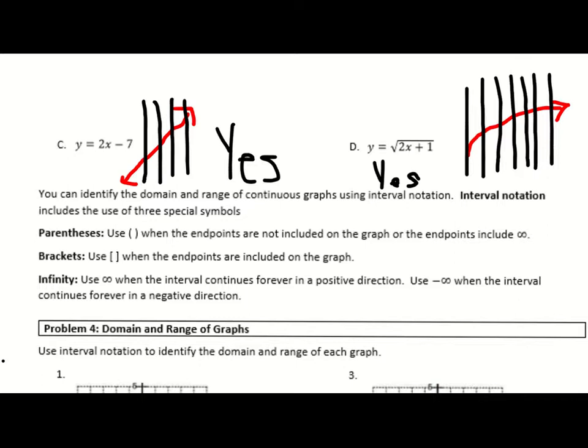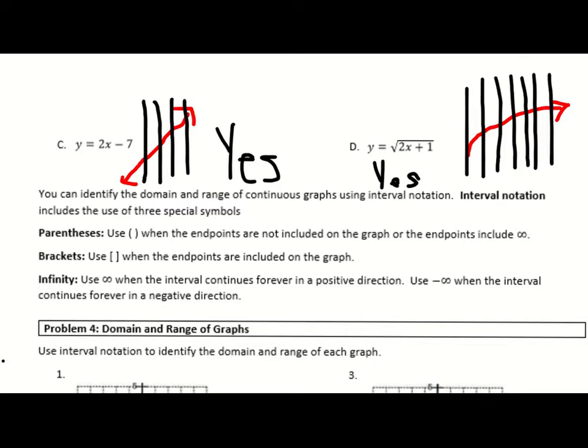Now in addition to determining if a graph is or is not a function, we also can identify the domain and range of our graphs. So let's read about this next part and then find our domain and range. You can identify the domain and range of continuous graphs using interval notation. Interval notation includes the use of three special symbols. The first symbol is parentheses. You use parentheses when the endpoints are not included on the graph or the endpoints include infinity.